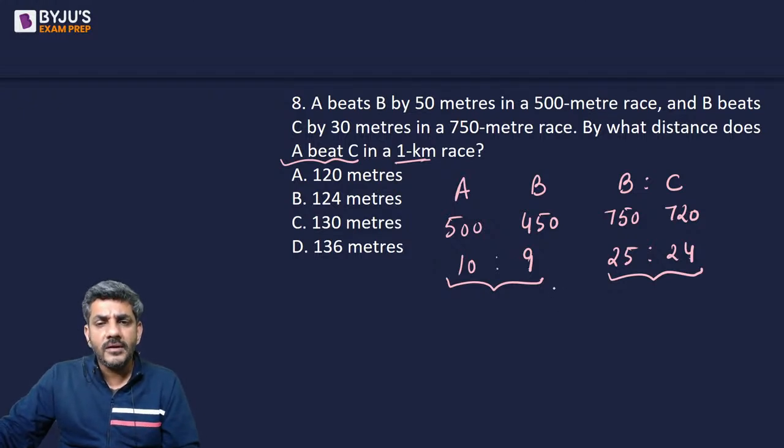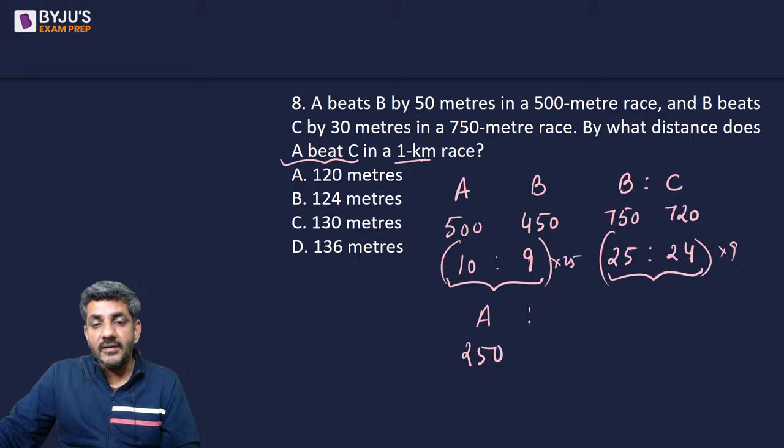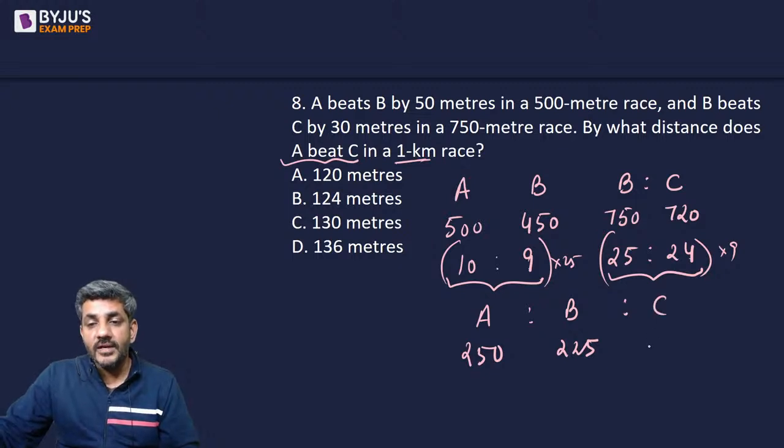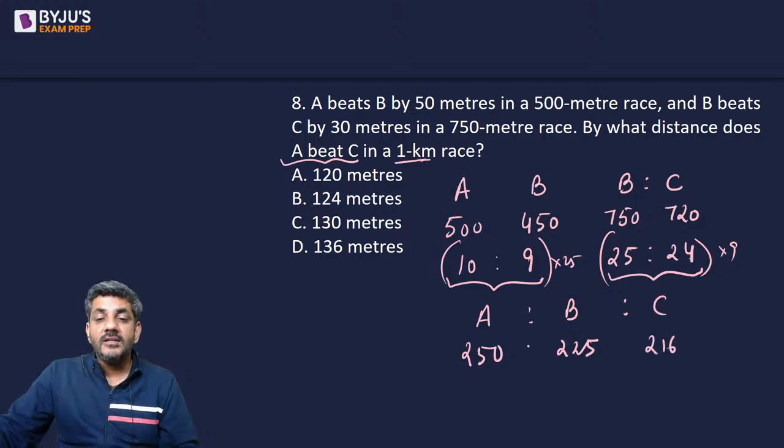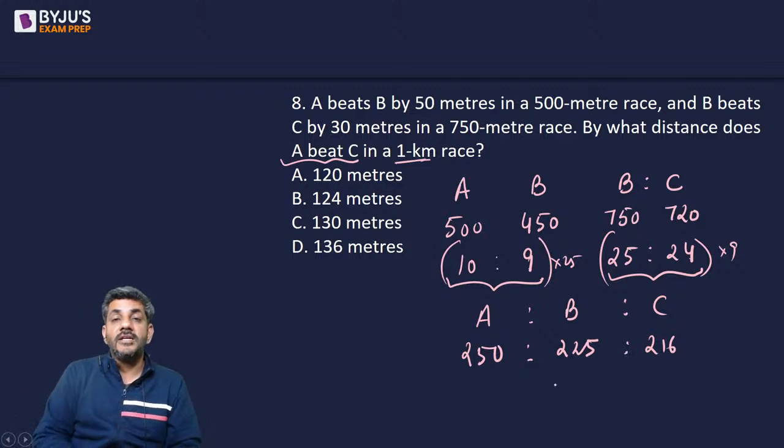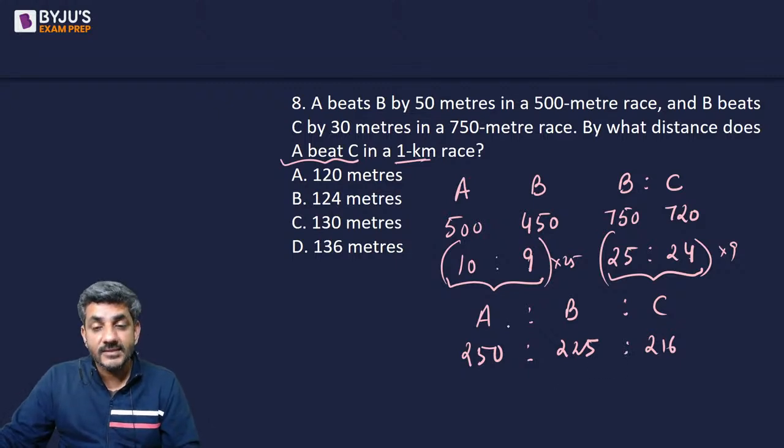By making B common. So multiply the first ratio by 25, multiply the second ratio by 9. I would say when A covers 250, B covers 25 into 9, 225. And when B covers 225, C covers 24 into 9, that is 216. The ratio of their speeds is 250 is to 225 is to 216. So can I say in a race of 250 meters, B covers 225, C covers 216?